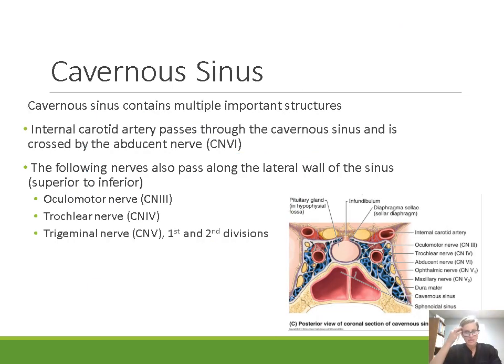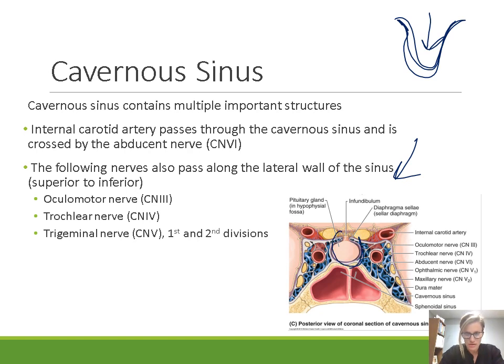Here you guys can see the cavernous sinus. Remember we said that the cavernous sinus is the area on either side of where the pituitary gland sits in the sella turcica, right? So there's this little depression. This is the sella turcica, or we call this the hypophyseal fossa because that's where the hypophysis sits, right? The pituitary gland. So you can see that down here. This is the fossa, and then you can see the pituitary gland sitting in it.